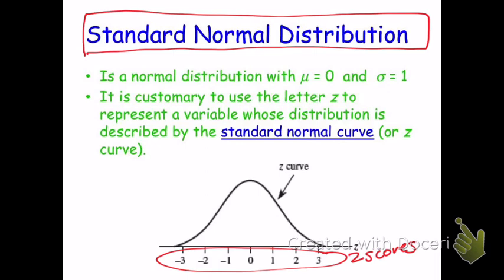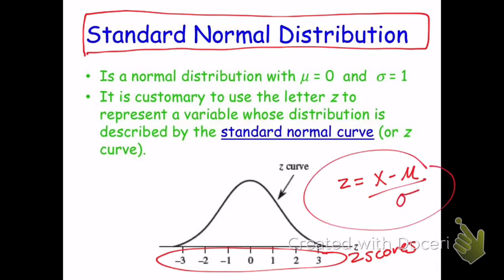So anytime that you find a z-score, does anyone remember the formula for z-score? Pretty simple. You take your x value minus the mean, over the standard deviation. You do need to memorize this.